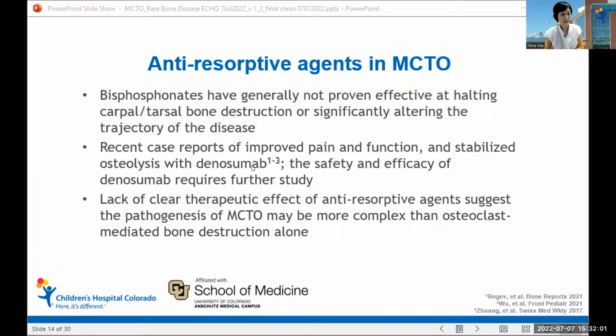In addition, some of the patients that were reported to have been treated with denosumab had experienced some side effects, and some had developed rebound hypercalcemia upon withdrawal of denosumab treatment. And so the safety and the efficacy of denosumab therapy still requires further study in patients with MCTO. But taken together, the lack of clear therapeutic effect of the anti-resorptive agents suggests that the pathogenesis of MCTO may be more complex than osteoclast-mediated bone destruction alone.